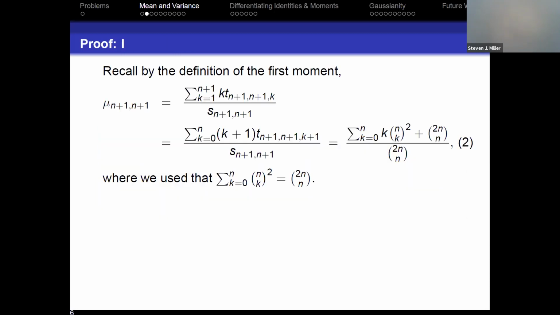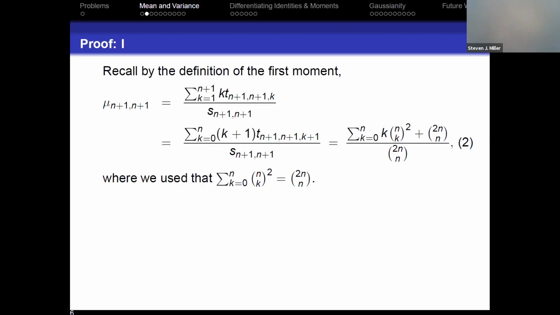So let's recall the definition of the first moment. The first moment is the probability of taking on the value k times k, summing over all possible values of k. Since we have to include the upper point n, there's going to be at least one step. So the number of points k is going to range from 1 to n plus 1.